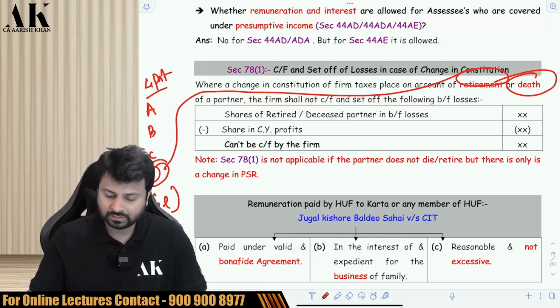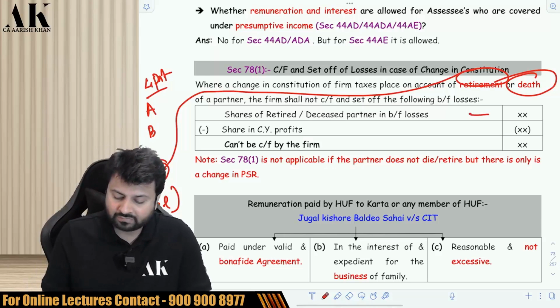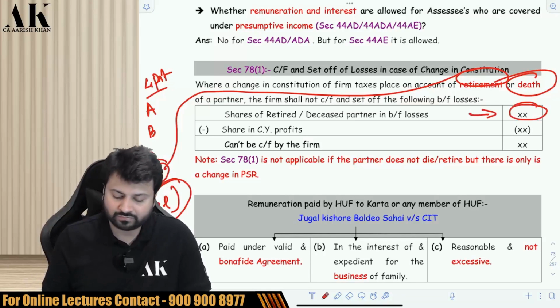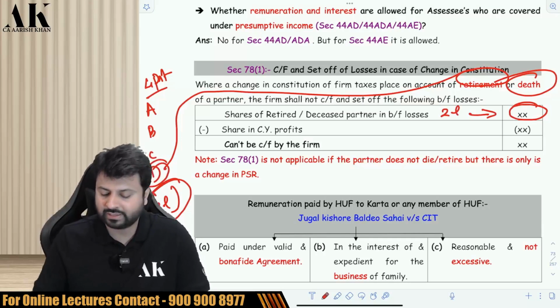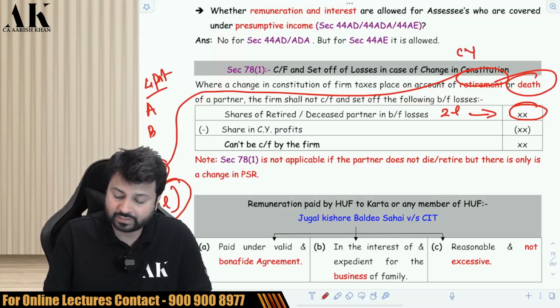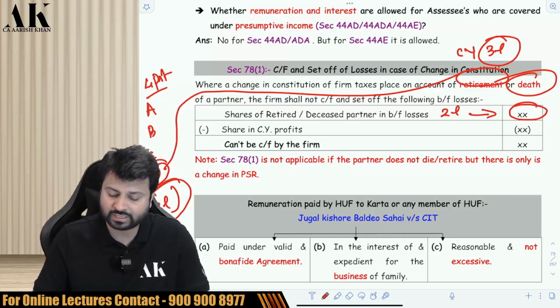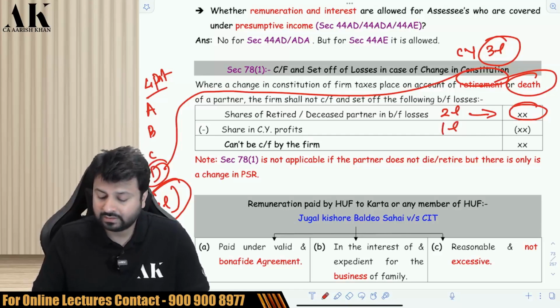How much loss? First of all, find out the share of the retired or deceased partner in the brought forward loss. So out of this 8 lakh, how much is the share of that partner in the loss? Equal profit, so 2 lakh rupees is the share of the retired or deceased partner in the brought forward loss. Then compare, what is the current year's profit? Current year's profit is 3 lakh rupees. Now suppose current year's profit is 3 lakh. What is the share in the current year's profit? Say, for example, 1 lakh rupees. Then the differential amount of 1 lakh rupees will not be allowed to be carried forward.